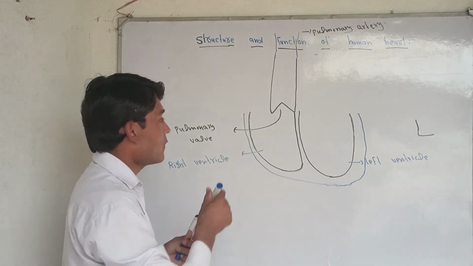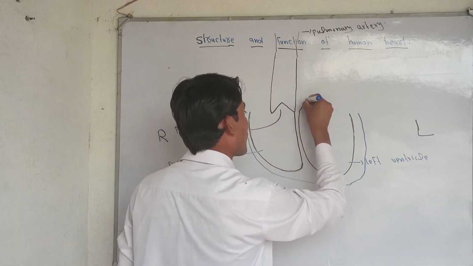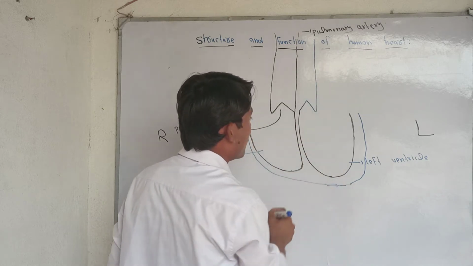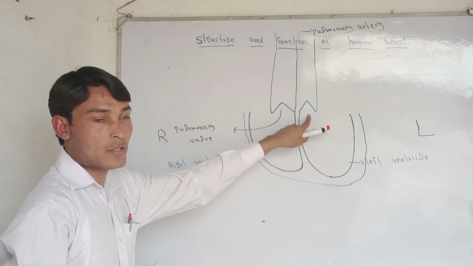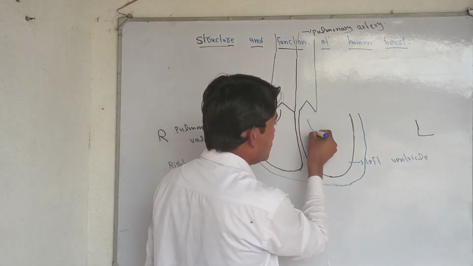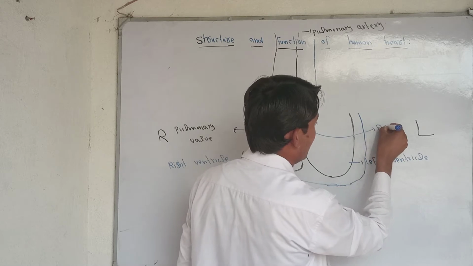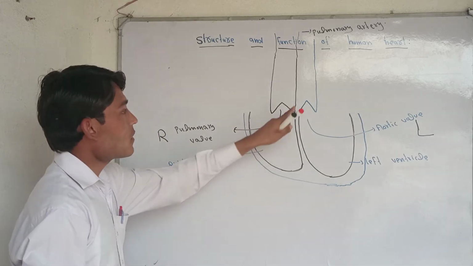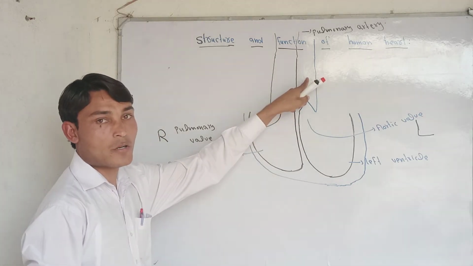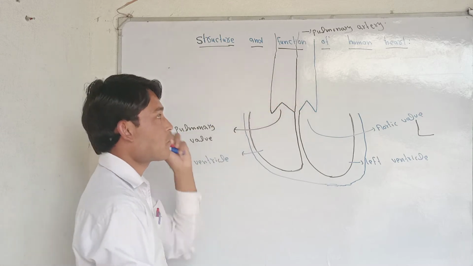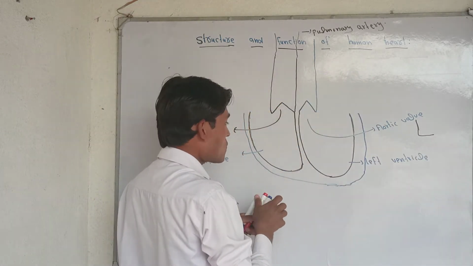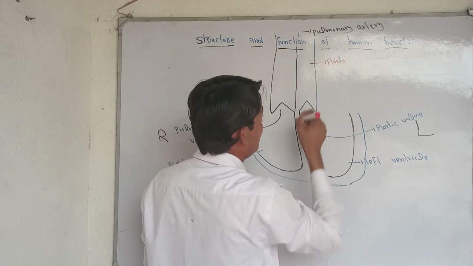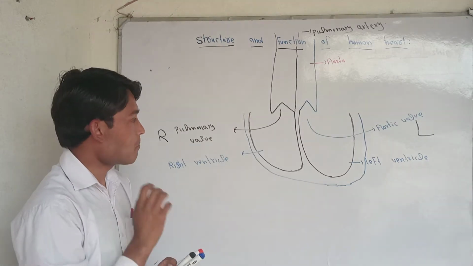The next wall we have is also up, and this wall is called the aortic wall. And this artery is called the aorta, which is the largest artery in the human body.